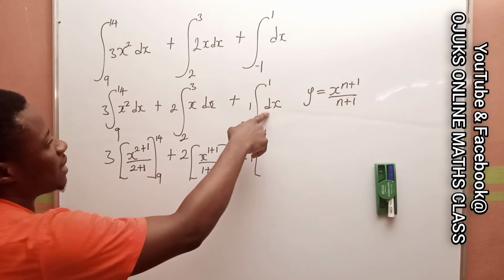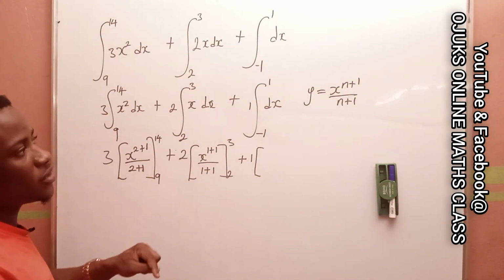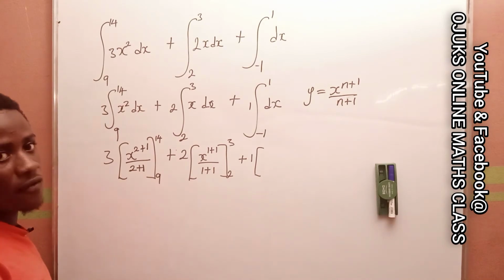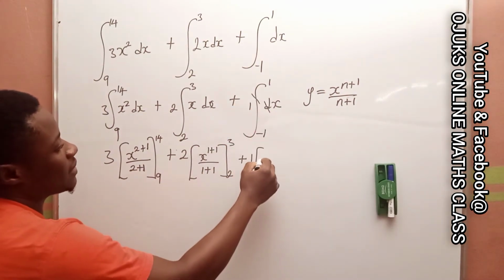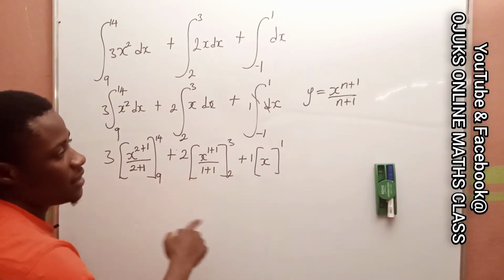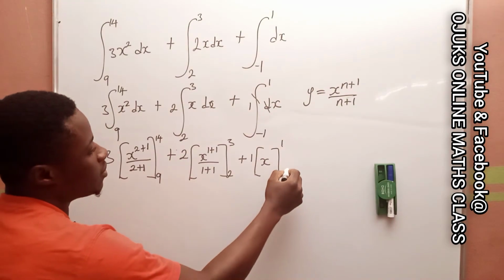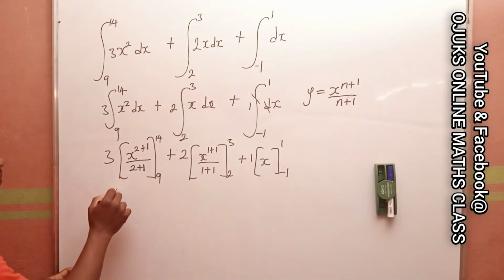When I integrate dx, automatically, integration is the inverse of differentiation, which means that this will cancel out this. So I'm having x raised to power 1, with upper limit 1 and lower limit minus 1. So when we solve further, 2 plus 1, we are having 3.